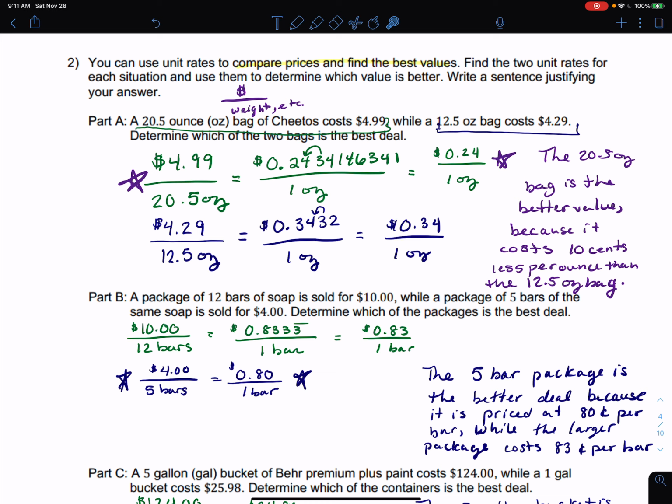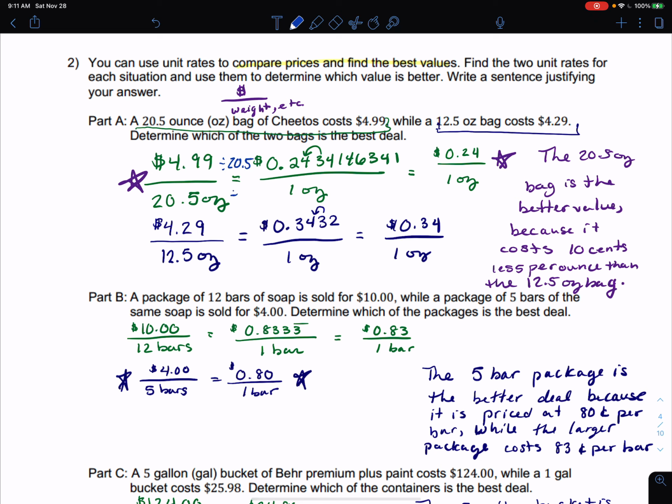goes in the denominator. So if we look at part A, they say that a 20.5 ounce bag of Cheetos costs $4.99, while a 12.5 ounce bag costs $4.29. Determine which of the 2 bags is the best deal. So if I focus in on this first bag, that 20.5 ounce bag of Cheetos costs $4.99. I would put the money, the $4.99, up in the numerator, and that weight, the 20.5 ounces, down in the denominator.